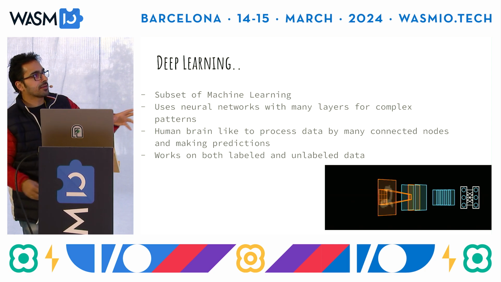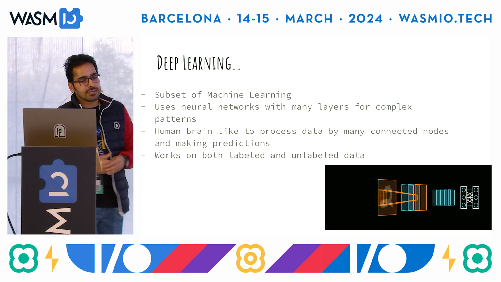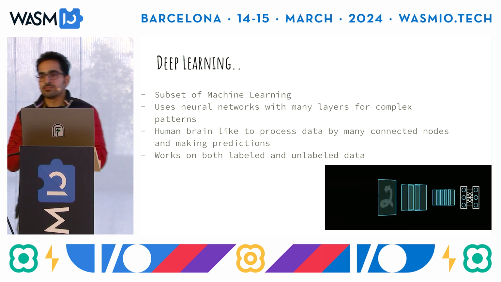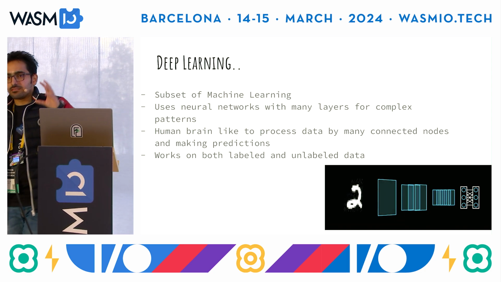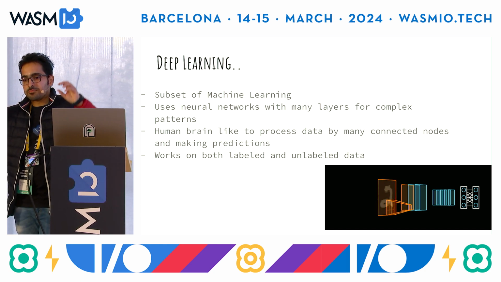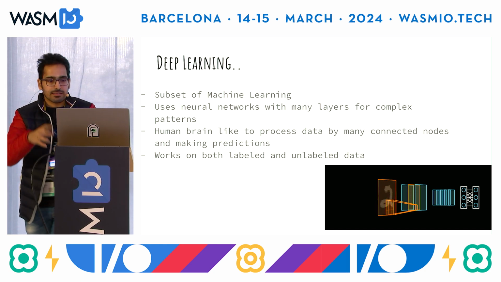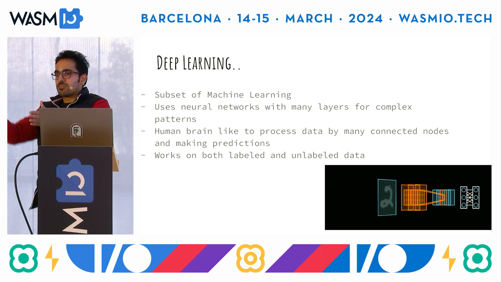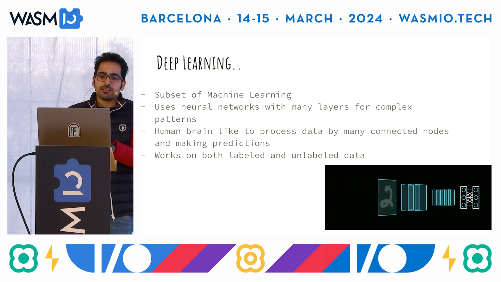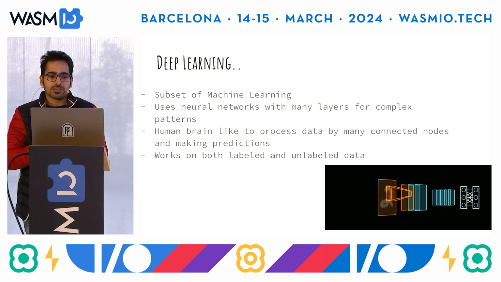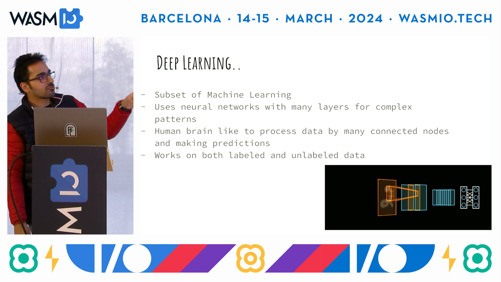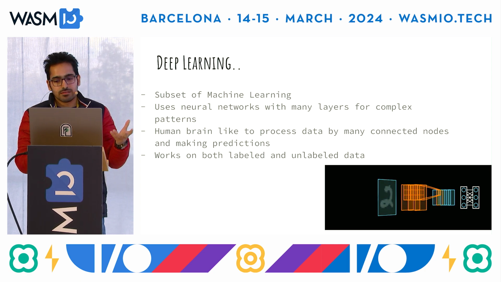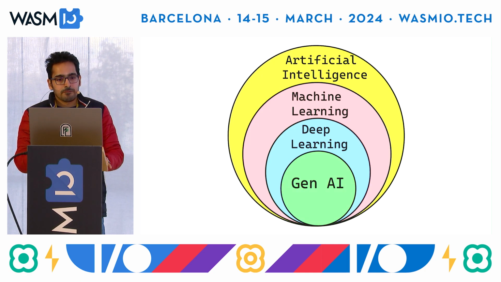Next up is deep learning, which is a subset of machine learning. It uses neural networks with many layers for complex patterns. You can think of it, again, as a human brain, which has many data points that are interconnected, and there are a lot of layers of this as well, which lets it handle complex predictions and work on both labeled and unlabeled data. So that's why it is able to predict more.